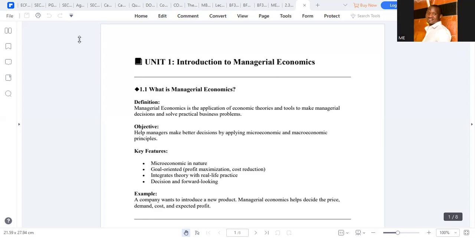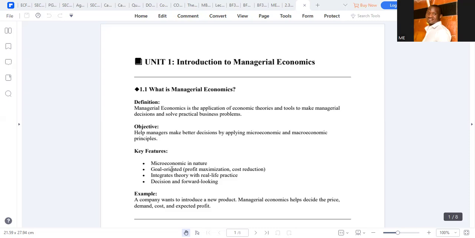So managerial economics is the application of economic theories and tools that will guide us in making managerial decisions and to solve practical business problems. The main objective of managerial economics is to make better decisions by applying two key theories of economics. Those are microeconomics and macroeconomics.